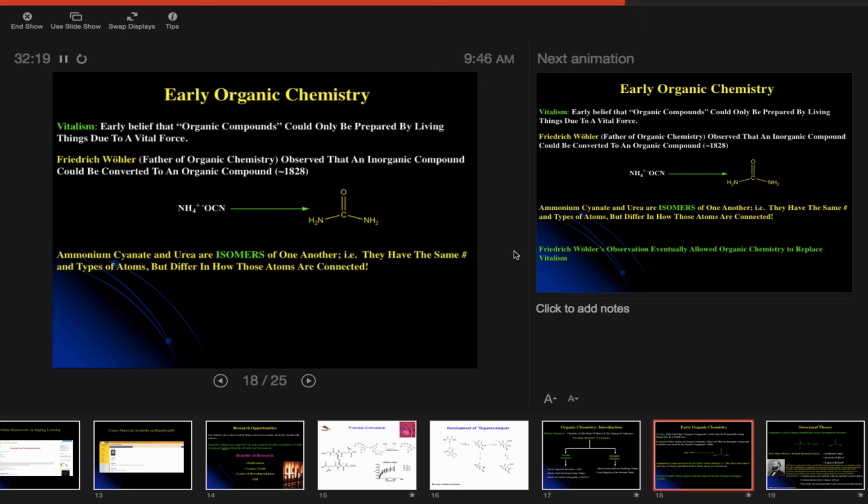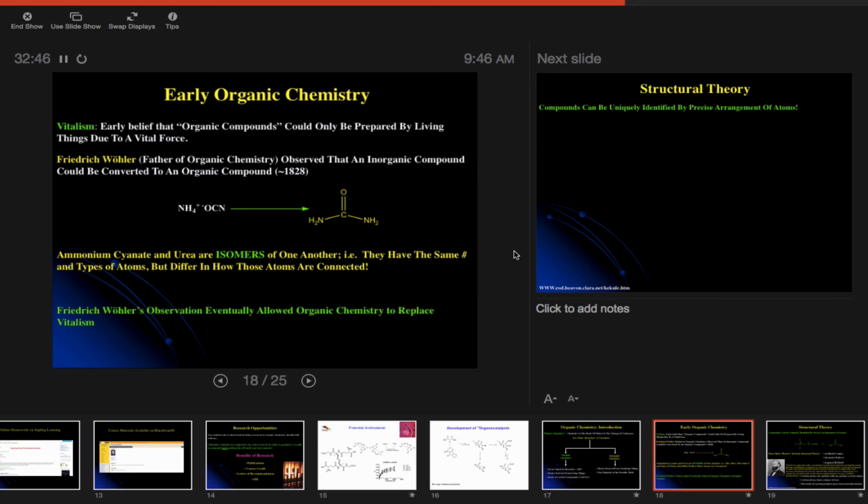Ammonium cyanate and urea are isomers of one another. You all are familiar with the term isomer? Notice that the number and type of atom in each molecule is identical, but how are they different? The way they're connected. So structure and function are a big deal in biochemistry, a big deal in biology. You're going to learn the basics of that in this class, and that's why this is so important for you, okay?